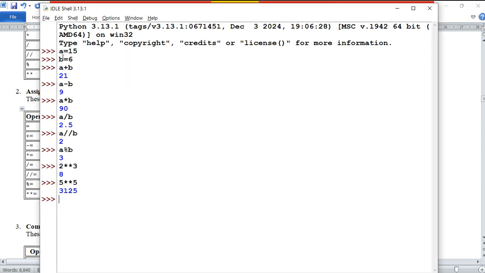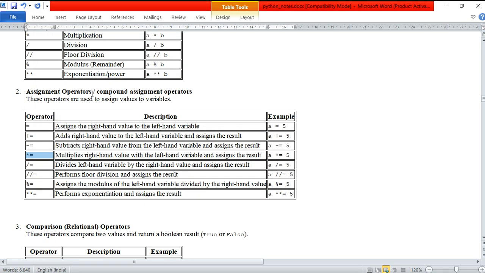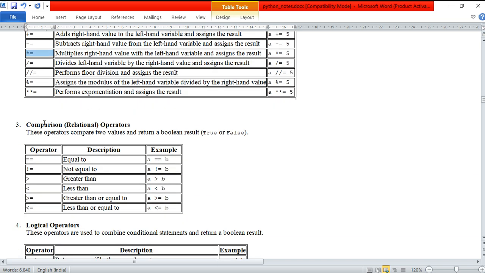Let me show you the example here. Let me write a is equal to 10, then b is equal to 4. So what can I write? a plus is equal to b. Therefore, the a value is 14. First of all, a 10 plus 4 is 14, and 14 is assigned to a. Clear? So like this it works for assignment operators. Fine. Next we are going to understand comparison operators, or what we call relational operators. This we will understand better in the next class.